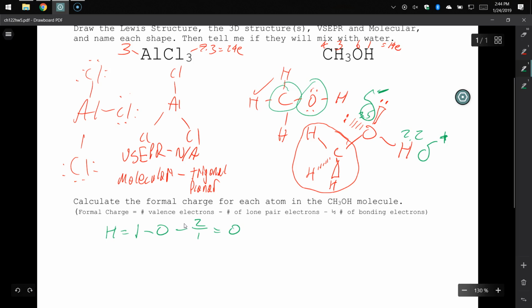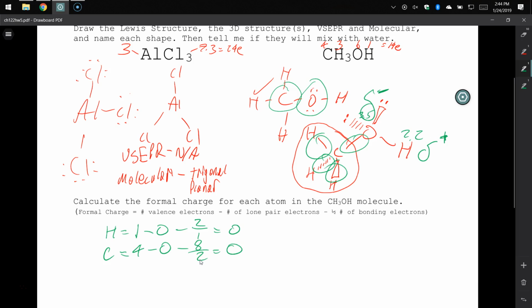All right, what about the carbons? So I got a carbon here. It has 4 valence electrons. It has no lone pairs of electrons on it, and it has 8 electrons in bonds divided by 2 gives us, oh, imagine that, a 0. So again, nature loves that.